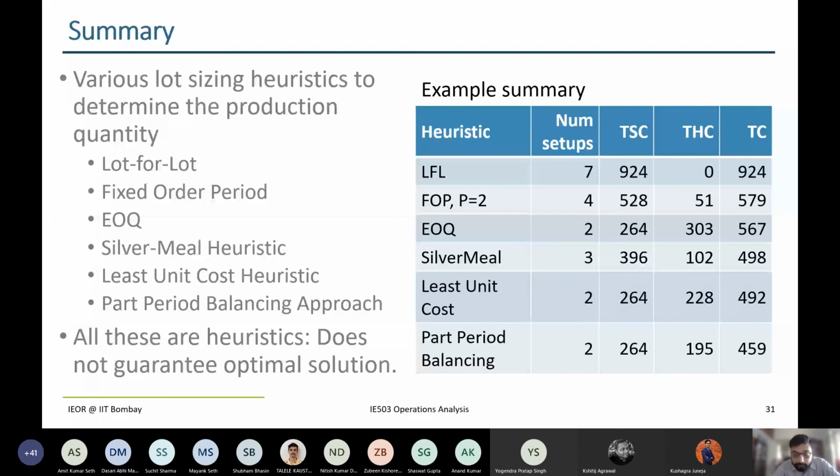So the stopping criteria which we have decided, are they just based on heuristics, or is there any logic? There is a logic. For most of the stopping criteria, the logic is that the cost is increasing, right? So typically, let me see, do I have an example? For the silver meal case, for example.